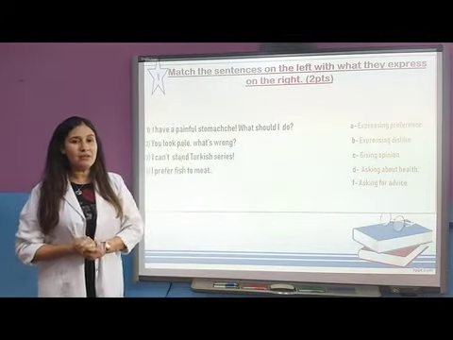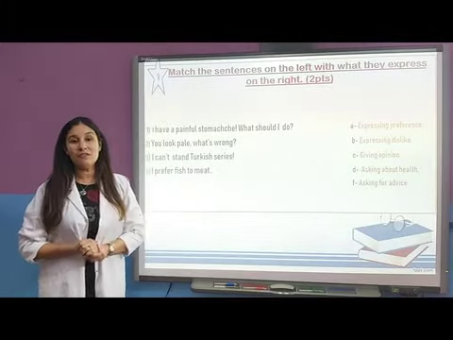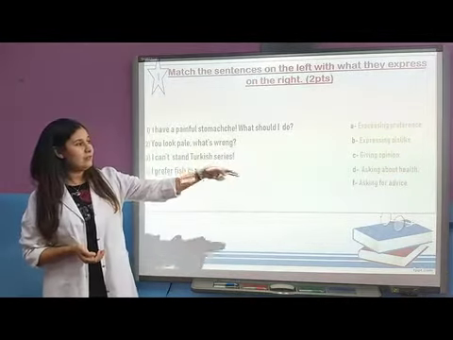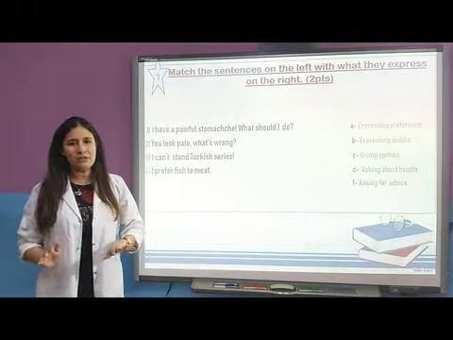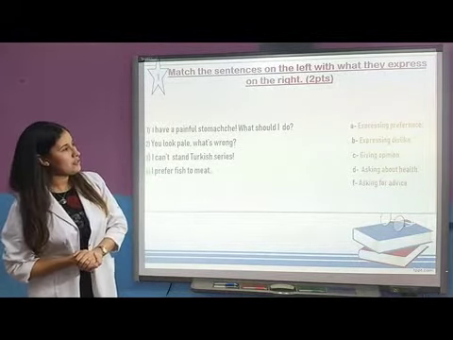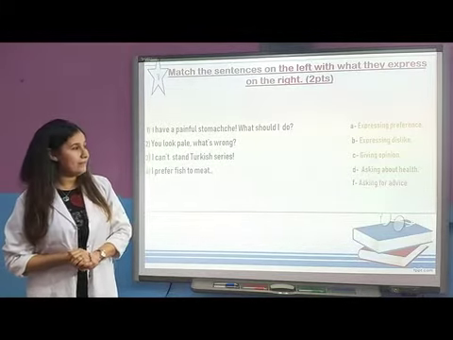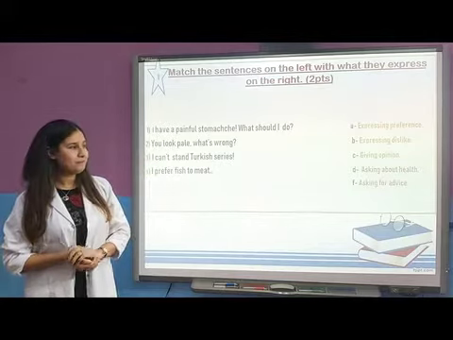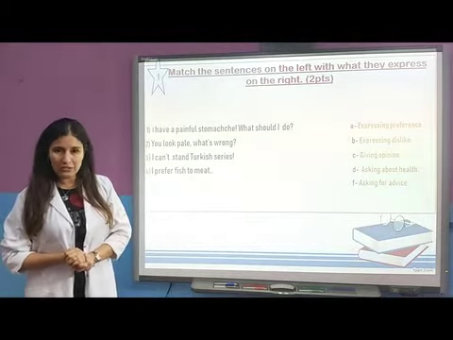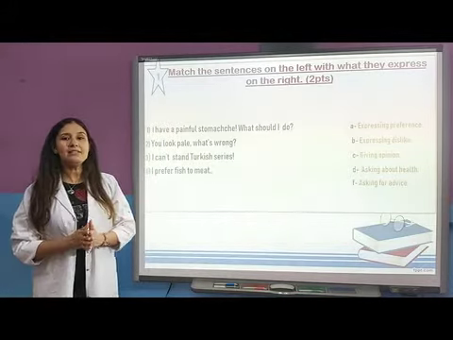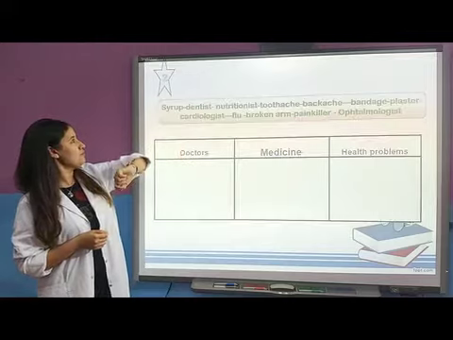Now let's have a look at the functions that you're supposed to use. You already have here 5. You will be using only 4, and 1 will not be used at all. Alright, so the functions are expressing preference, expressing dislike, giving opinion, asking about health, and the last one, asking for advice. Now, let's move on to the second exercise, which is as follows.